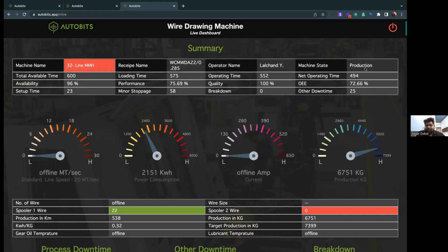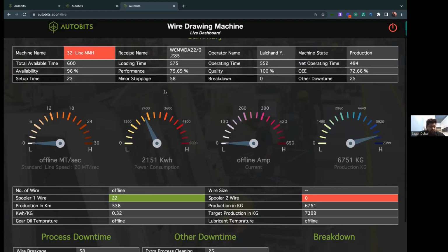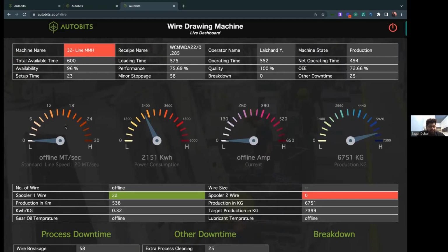Then what is the state of the production machine? It is in production. What is the available time, the loading time, operating time, net operating time? Availability 96%, performance 76%, quality 100%. So the OEE of this machine is 72%. Then time spent for setup was 23 minutes, minor stoppages were 58 minutes. Today there were no breakdowns, so 0 minutes. Then there was some other downtime. Then what is the machine speed? I think it's offline again right now.